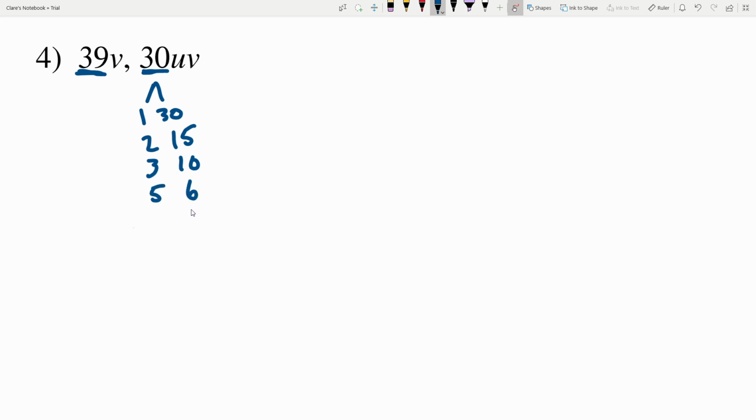The greatest common factor between just the number 39 and just the number 30 would be 3, because 5, 6, 10, 15, and 30 do not divide 39. Neither does 2, just 1 and 3, but 3 is the larger one. So our greatest common factor between 39 and 30 is 3, but both of them also have a v in common. Not the u. The u is only with 30, but because each of them has one v, my greatest common factor is 3v.